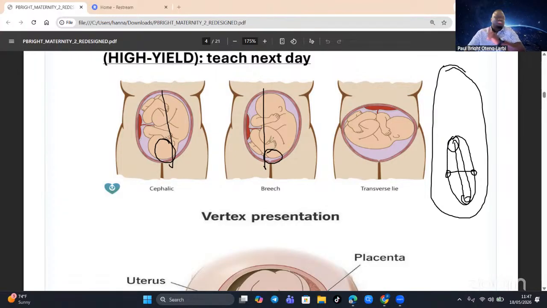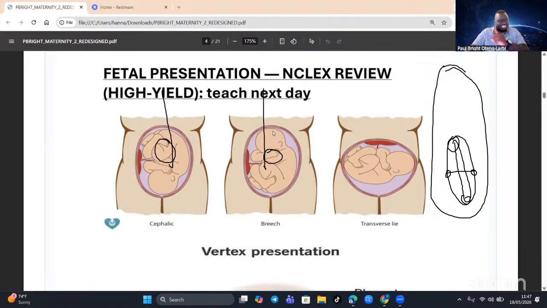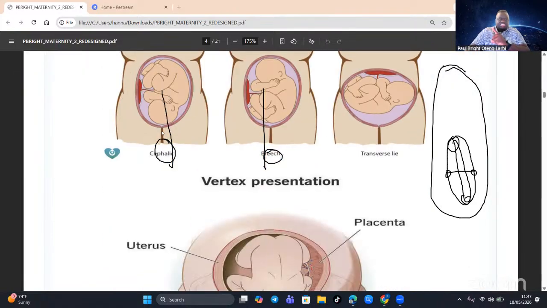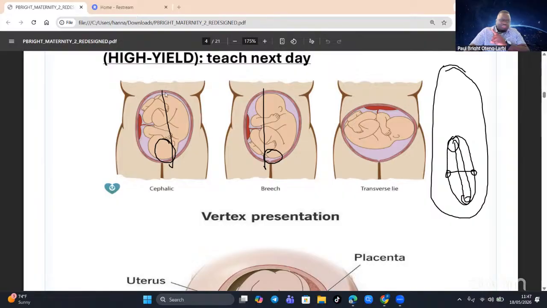Okay, so when you are looking at presentation, ask yourself, this is my line. Let me bring it here. This is my line. Is the whole body of the baby in line with this line? Yes, this is horizontal presentation. Then you ask yourself, if it is the whole body, which part will first get into the pelvis? Because I have my pelvis here, and I must pass through here before I come out.